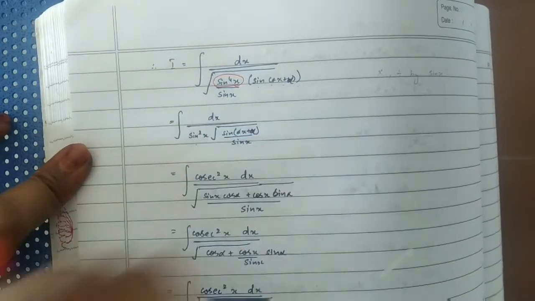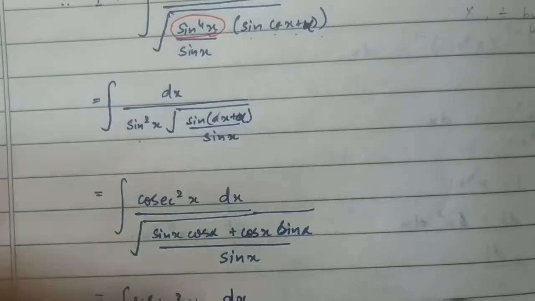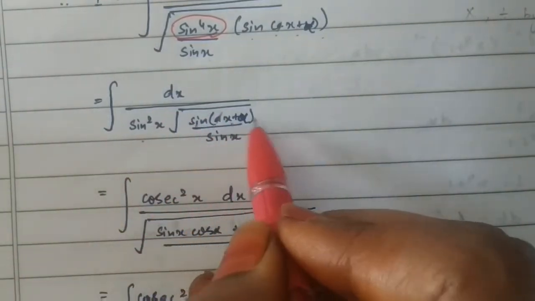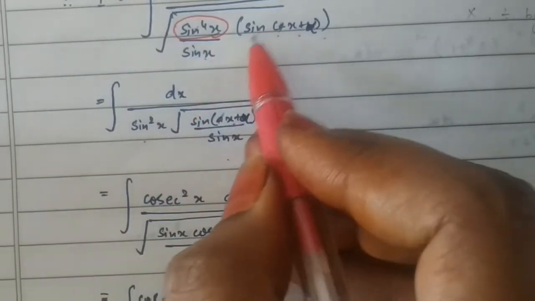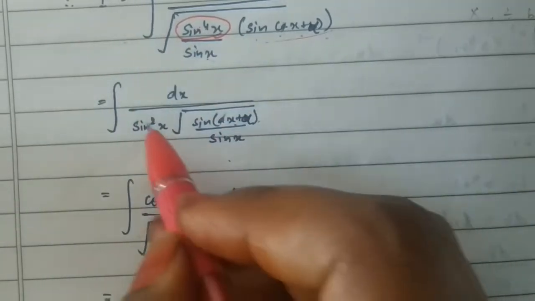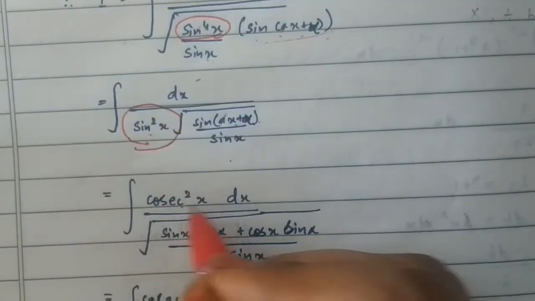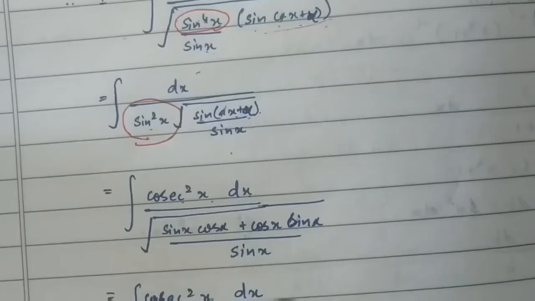Therefore the integral of dx divided by sin squared x into root of sin of x plus alpha divided by this sin x. Yes, the sin x plus alpha divided by sin x is there. This, when you take out of the root, you will get sin square. Sin squared x can be written as cosecant squared x. Therefore the integral of cosecant squared x dx divided by the root of sin of x plus alpha.